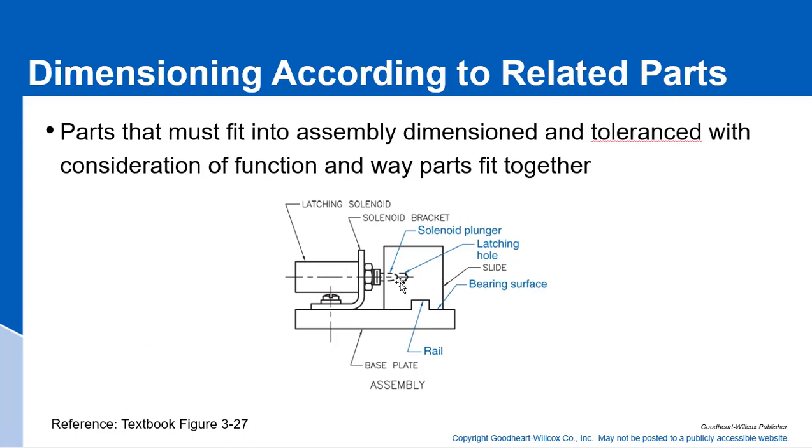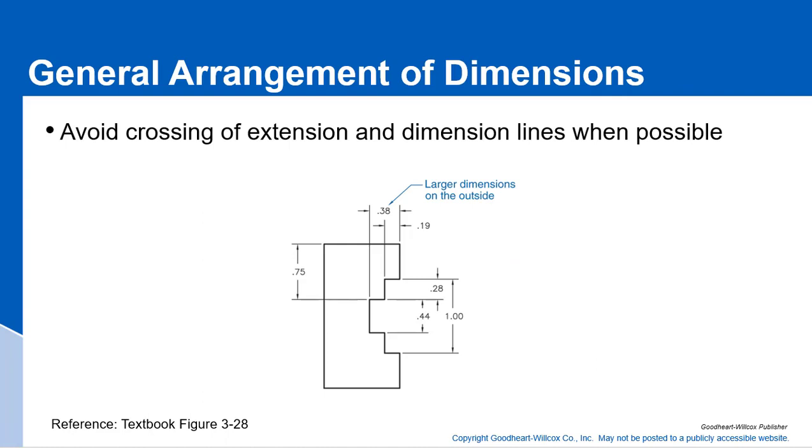If this solenoid has to align with the latching hole in the bracket, you've got to dimension it accordingly. This slide is on the general arrangement of dimensions, and it's kind of a sin to cross extension lines and dimension lines. So you want to avoid crossing extension and dimension lines. Therefore, the larger dimensions typically go on the outside, so the smaller dimensions are closer to the part, and then the larger dimensions go farther away from the smaller dimensions. In that respect, we keep from crossing extension and dimension lines.